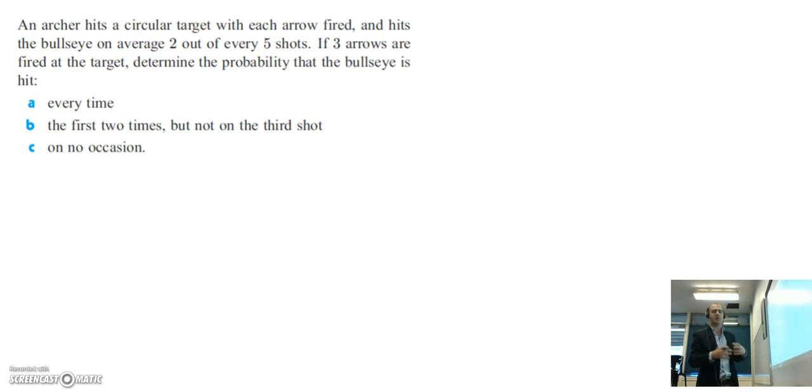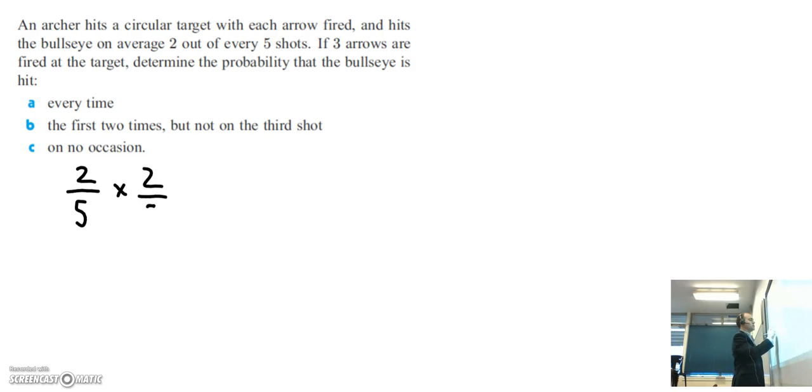An archer hits a circular target with each arrow fired and hits the bullseye on average 2 out of 5 shots. If 3 arrows are fired, determine the probability that the bullseye is hit. Now remember, that 3 arrows, each one is an independent event. Next one, doesn't matter what happened before. So every time, he's got 3 shots. His first one, he's got a 2 in 5 chance. With his second arrow, he's still got a 2 in 5 chance.